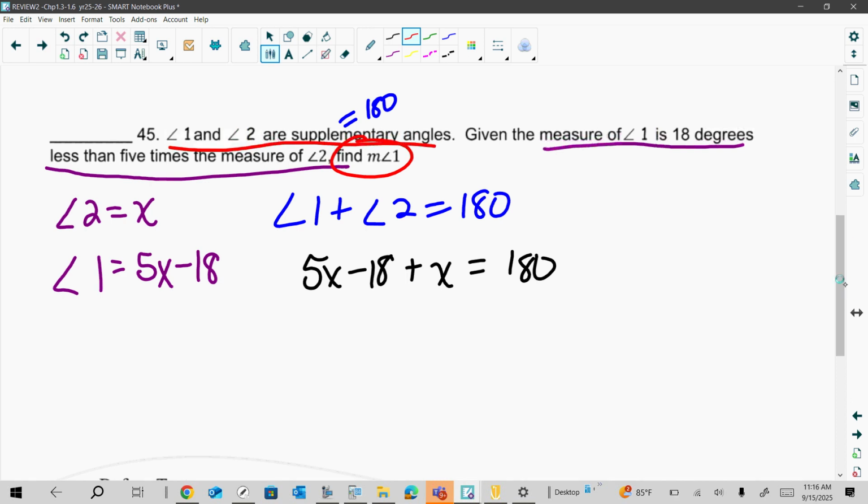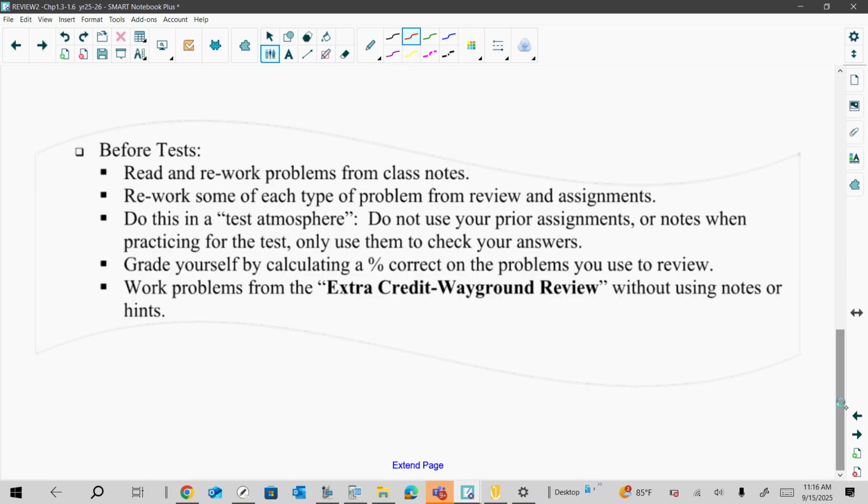Okay, and then at the end here, guys, this is things you should be doing before your test tomorrow. So either rework the problems on the review, or do the extra credit in a test environment, not using your notes, basically. If you're referring to your notes to get help, that tells you you need to study that type of problem. But I would definitely go to Wayground and do the extra credit if you want to prepare for the test. A lot of the questions on the extra credit are test-like for your test tomorrow. Do we have any questions?